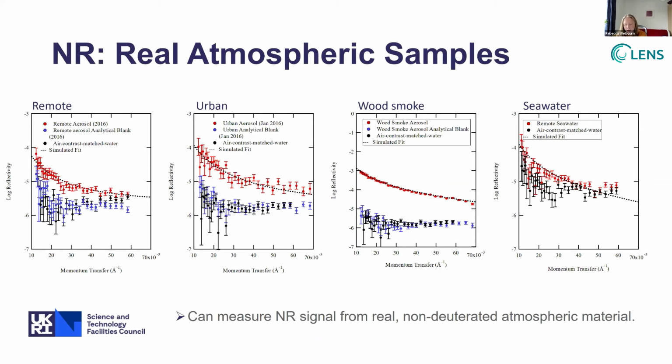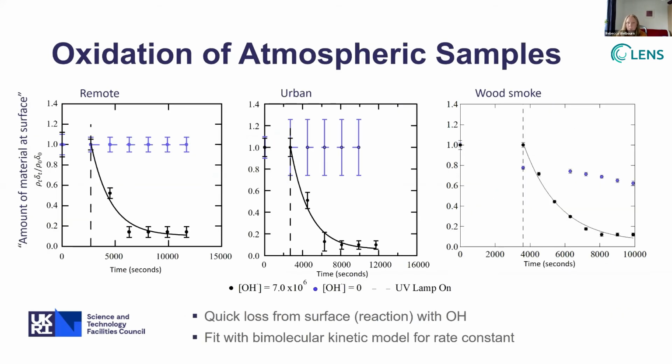And so we've been able to look at how much material we get at the air-water interface from these different sources. So what happens if we now oxidize these? What we have here is the trend in the amount of material that's on our surface as a function of time. The vertical dashed line shows when the reaction was started, so when the lamp was turned on. In each case, we see a relatively quick loss from the surface as it reacts with the OH. And the solid line shows a fit to just a bimolecular kinetic model.